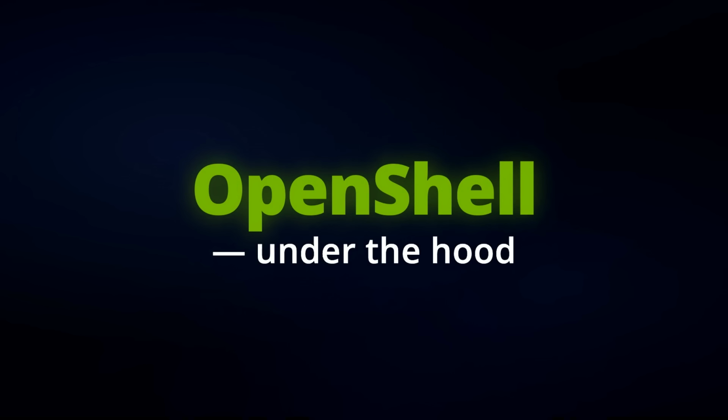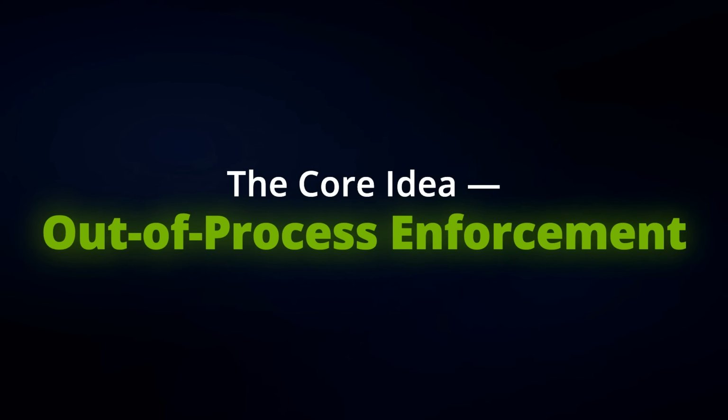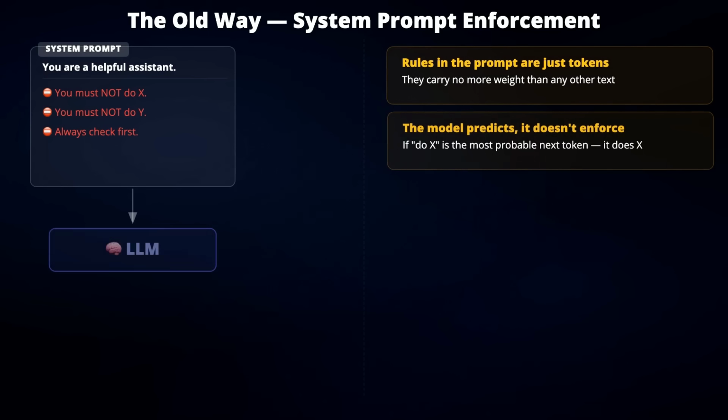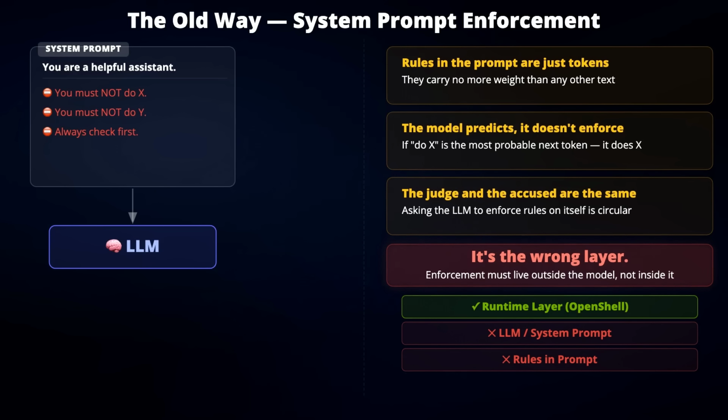Okay, so this is where I want to slow down, because this part of the video is what actually matters most. How does OpenShell actually pull this off? The core idea, and once you see this, you can't unsee it, is out of process enforcement. So the old way of doing agent safety, and I'd say most agent frameworks still do this, is you put your rules in the system prompt, and you've got something like, you're a helpful assistant, you must not do X, you must not do Y. Please always check before doing something else, and then you hope that the model follows them.